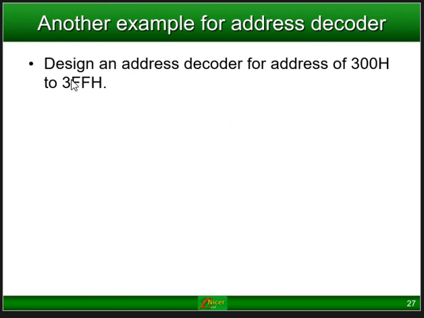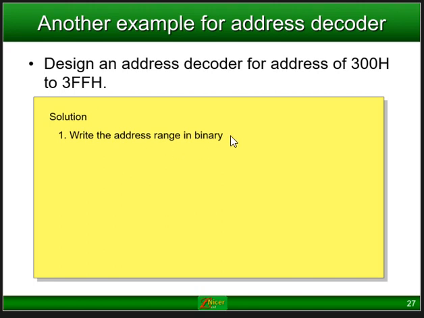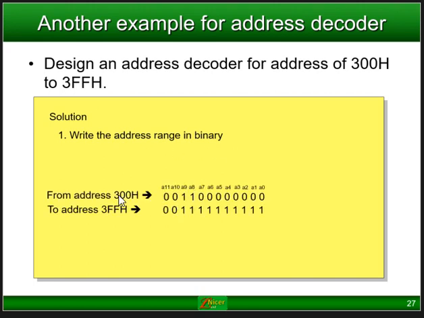It says now design an address decoder for address 300 hex up to 3FF hex. Write the address range down. There it is. This is from address 300 to address 3FF. Yes. So as you can see again, the upper 4 bits remain the same from that address up to that address. 300 to 3FF, it's not changing at all.